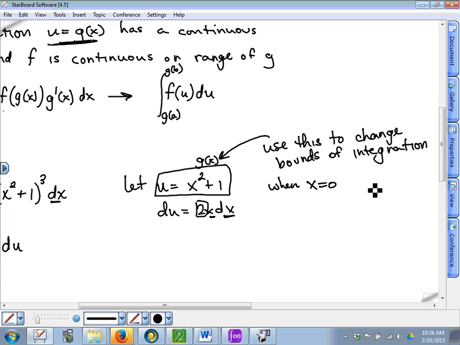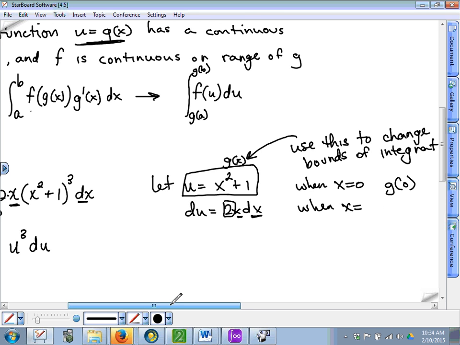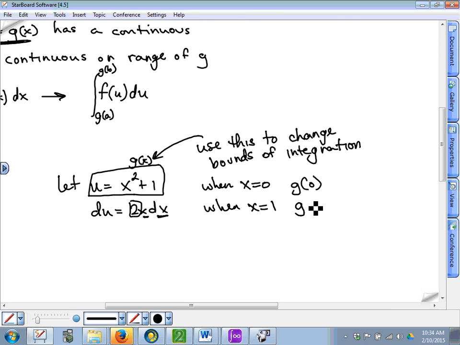So when x equals 0, what does g of 0 equal? And x, what was the other bound of integration? 1. So when x equals 1, what's g of 1? You guys understand what I'm asking? And what's the g function? x squared plus 1. g is x squared plus 1, and now we have two particular x values to use.